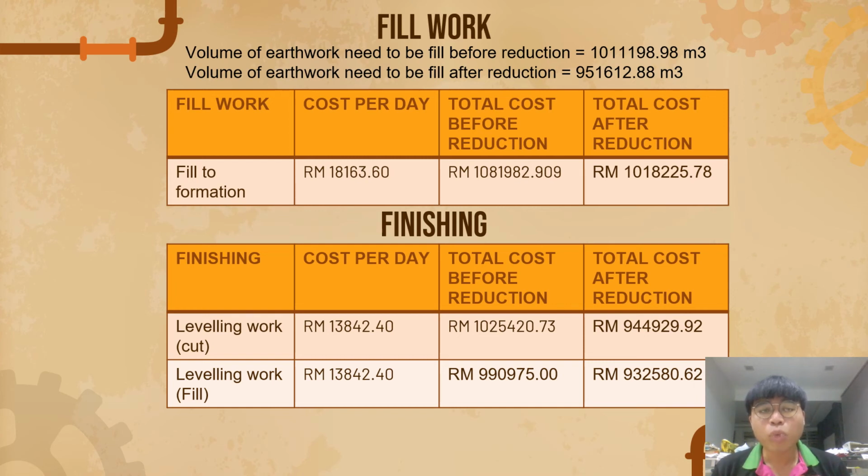Now we move to the fill work. The first is the volume of earthwork that needs to be filled before the reduction. This one is from the TIN method, the fill part, and the volume of earthwork that needs to be filled after reduction is from the grid method, also the fill part. We use these values to do the fill to formation calculation, and then we get the cost per day. Then we calculate the total cost before the reduction, and also the total cost after the reduction, and we get the difference between them. The same applies to the finishing, where there's the leveling work for the cut and fill method. We also need to get the same result there.